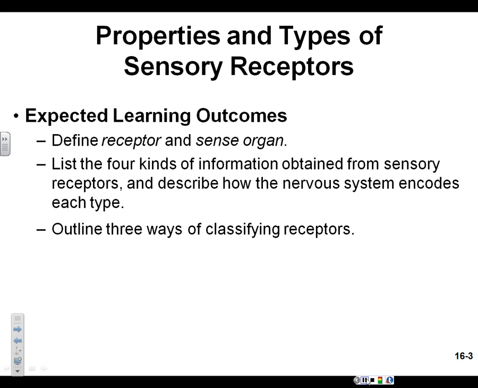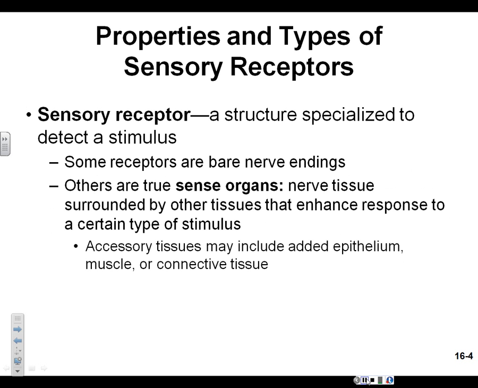All right, this slide just shows some of the learning objectives: receptors, sense organs, the four kinds of information obtained from sensory receptors that we'll talk about, and neuronal encoding. Sensory receptors, again, are specialized structures located on the exterior part of our bodies. It deals with touch, pressure, pain, sensation, and proprioception. Then the impulse is going to be transmitted by way of a generated potential into the central nervous system, and once there, it's going to be processed by the association of the interneurons.